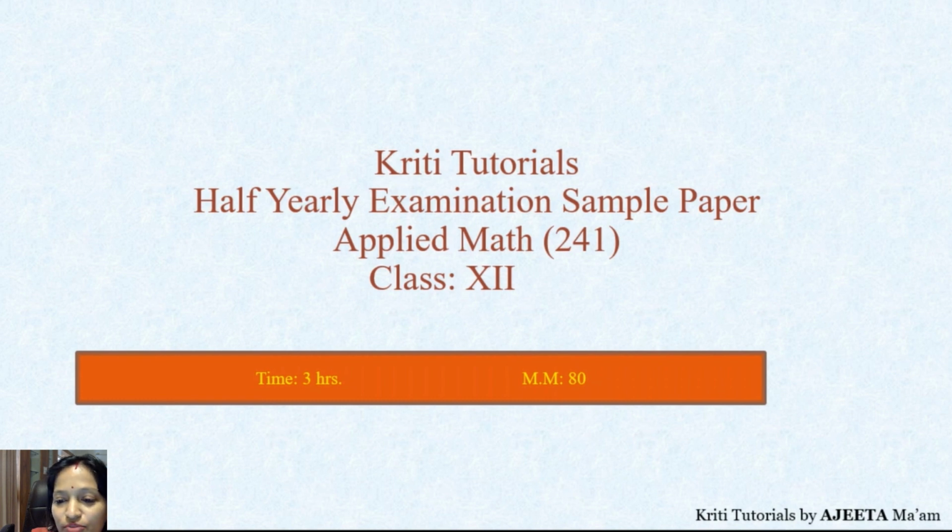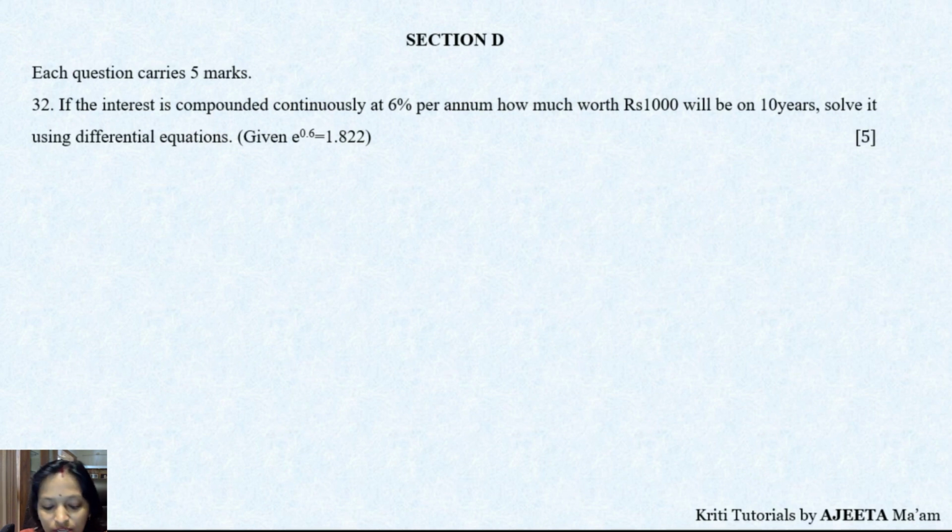Now let's move on to the solution for section D and E here. Section D is for the 5 mark questions, so we will start with that. The first question is based on the differential equation applications, that is the growth model and the decay model. If the interest is compounded continuously at 6% per annum, how much will rupees 1000 be worth in 10 years? Solve it using differential equation. So we have to find the money that it will become after 10 years.